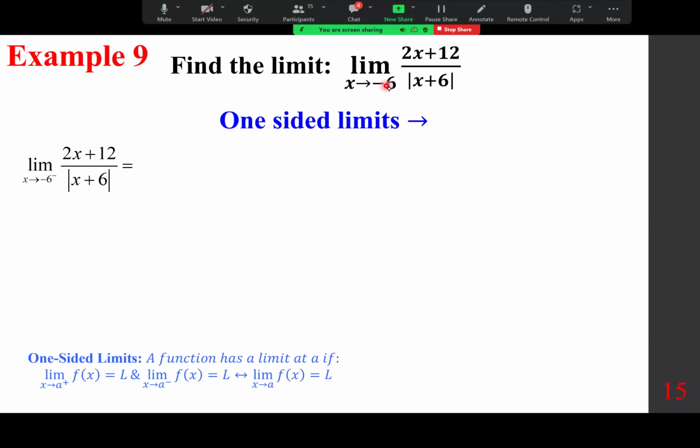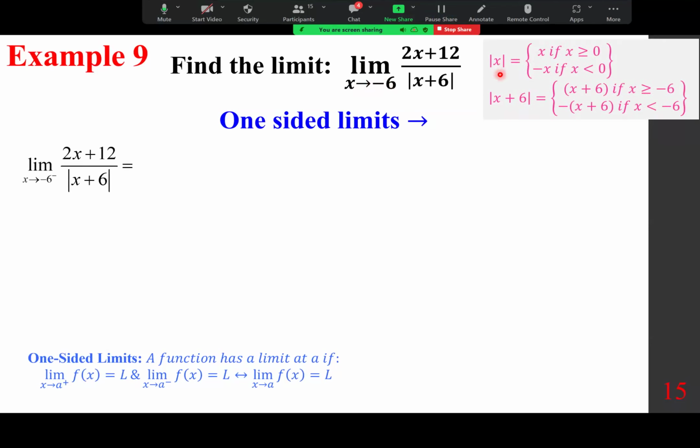And to do so, I'm going to remind you that absolute value of x equals x if x is greater than 0. Absolute value of x is minus x if x is less than 0. I hope everybody remembers that. Therefore, absolute value of x plus 6, you can drop the absolute value if x is larger than or equal to -6. And it's the opposite of that expression if x is less than -6.